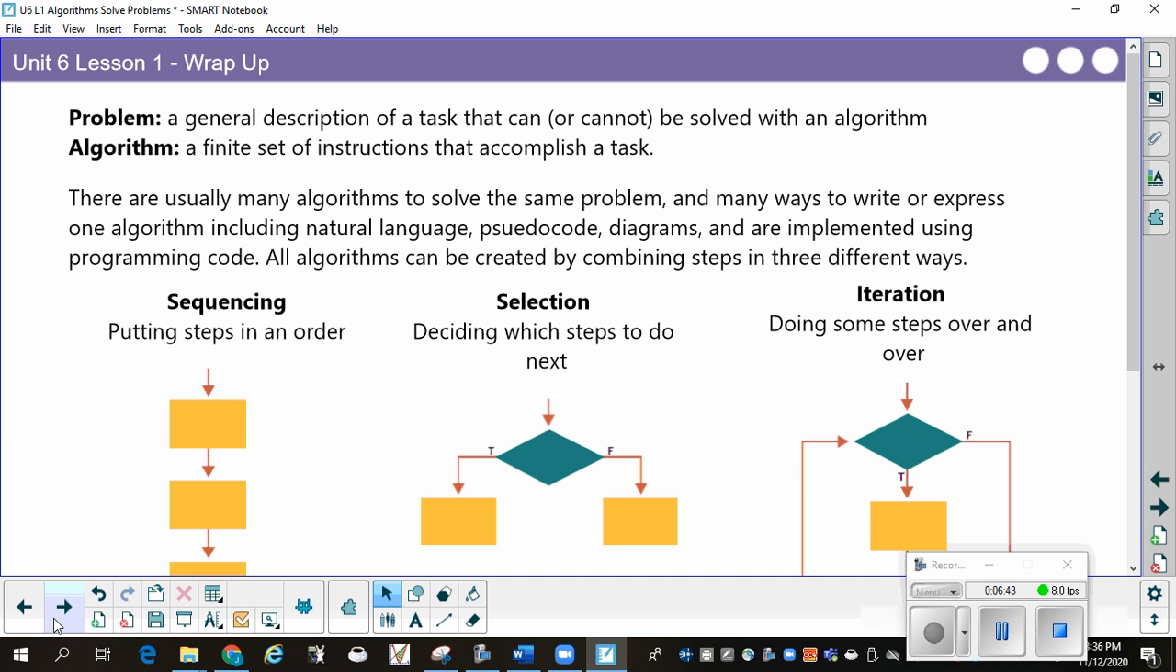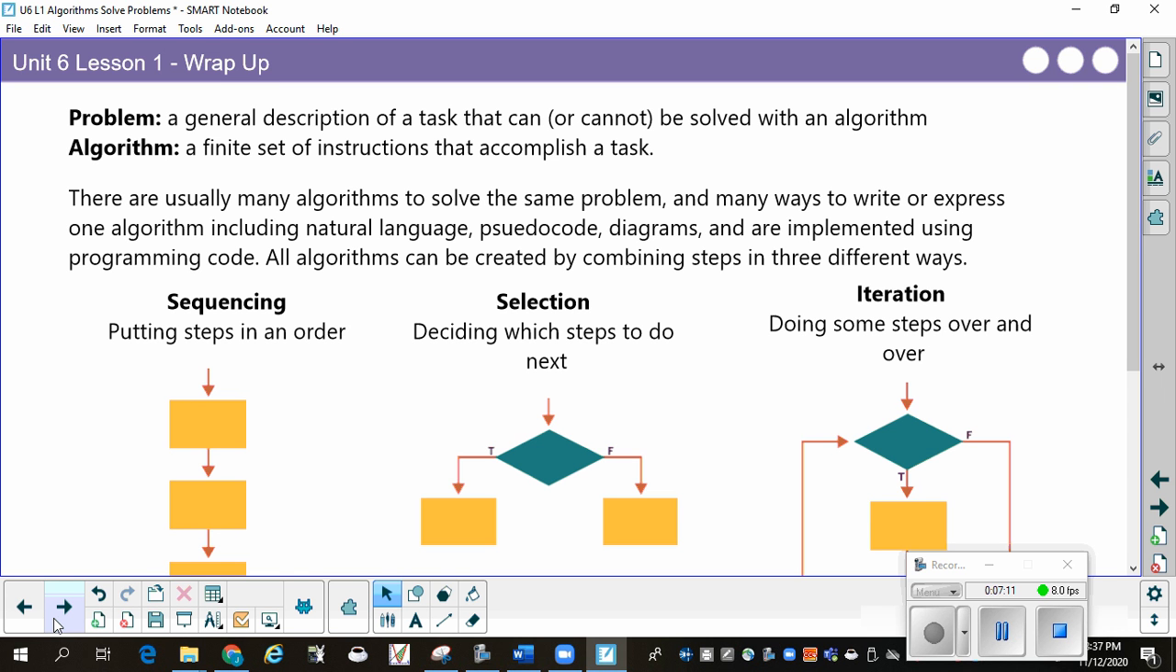So, wrap up. A problem is a general description of a task that can or cannot be solved with an algorithm. An algorithm is a finite set of instructions that accomplish a task. There are usually many algorithms to solve the same problem and many ways to write or express one algorithm, including natural language, pseudocode, diagrams, and are implemented using programming code.